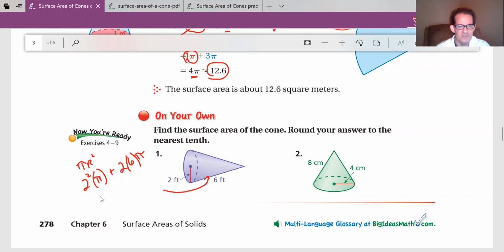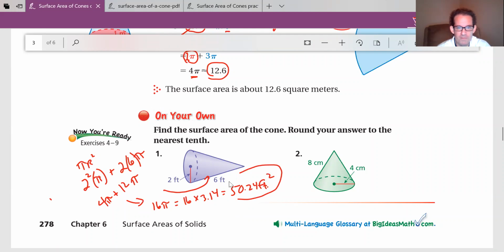So I know 2 times 6 is 12. So now I simply have 4 pi plus 12 pi. Now, if you notice, these are like terms. They're both being multiplied times pi, so now you can add them. 4 plus 12 is 16 pi. On my calculator, I'm just going to take 16 times 3.14. Let's find out what that is. 16 times 3.14 is going to equal a surface area of 50.24 square feet. And that's all there is to it.